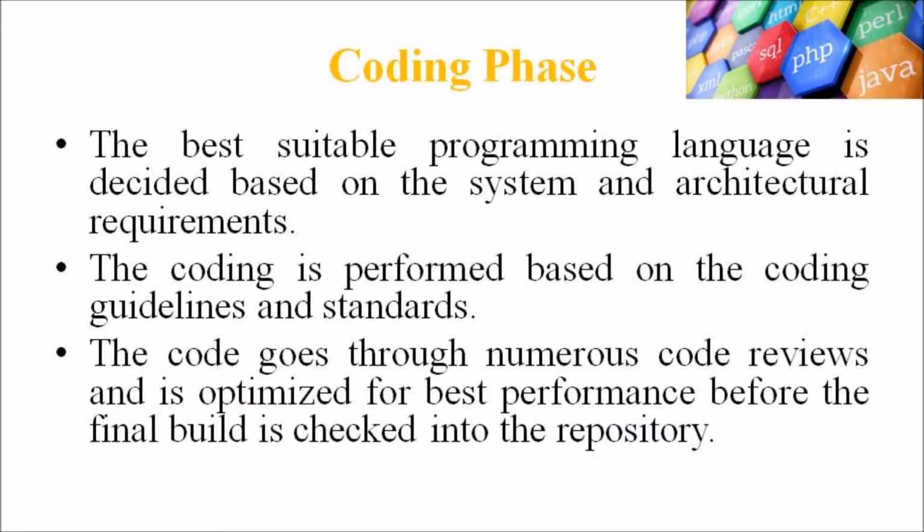The actual coding of the system modules designed in the design phase is taken up in the coding phase. The best suitable programming language is decided based on the system and architectural requirements. The coding is performed based on the coding guidelines and standards. The code goes through numerous code reviews and is optimized for best performance before the final building process is implemented and is checked into its repositories. So the coding phase is the actual implementation of the programming or the project under consideration.